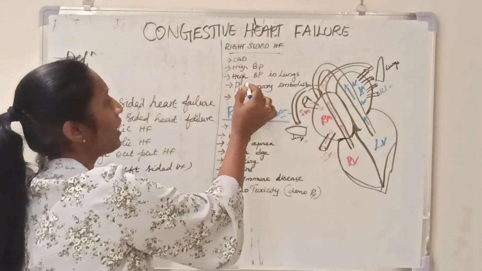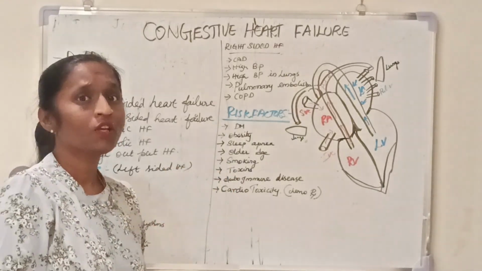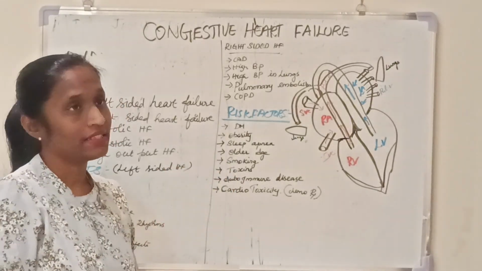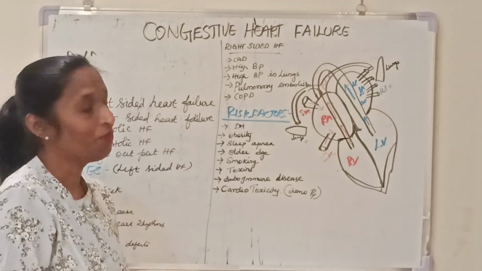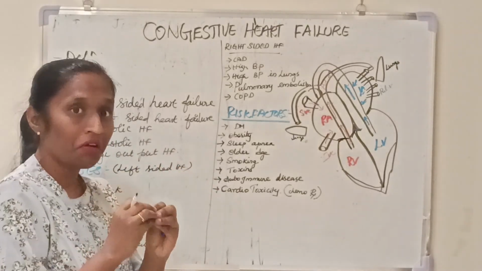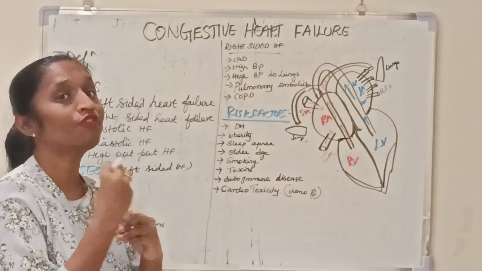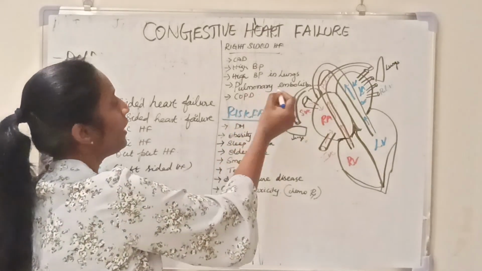CAD, high BP, and high blood pressure in the lungs. So if you see there is a clot in the pulmonary arteries, so what may be happening? There is no blood passing, understand? So here the pressure of the lungs will be increased, so the purification of the blood cannot take place. And then pulmonary embolism.